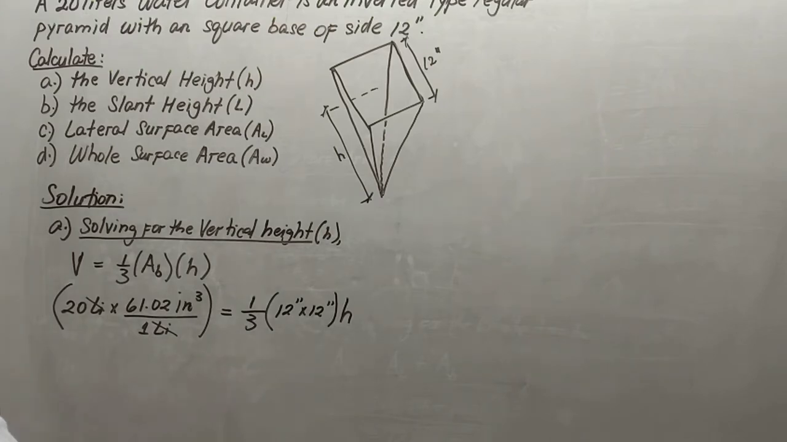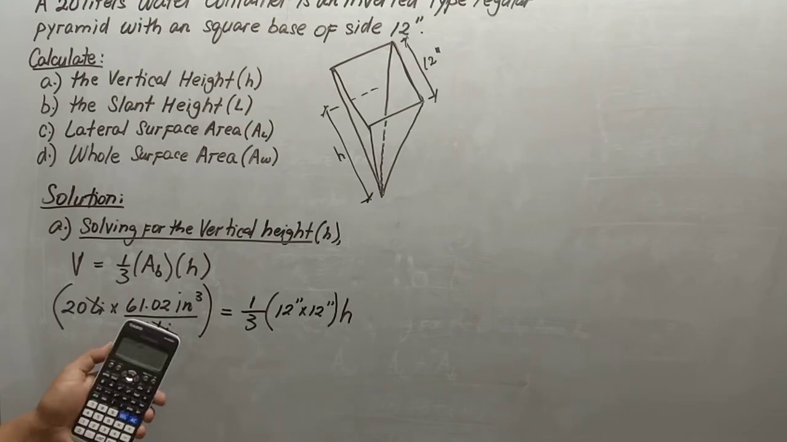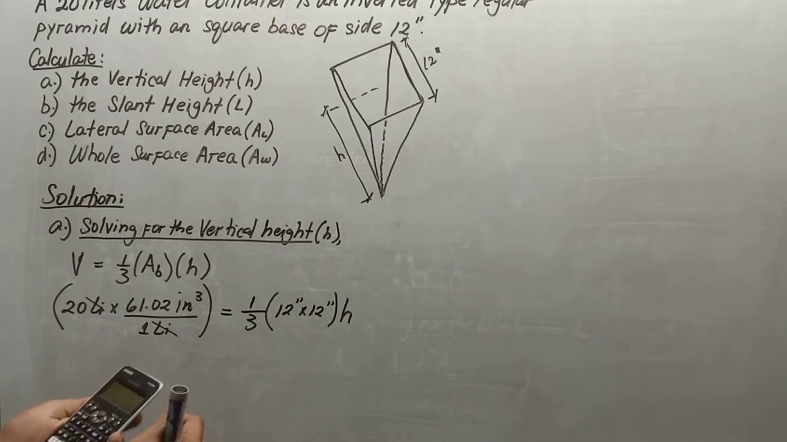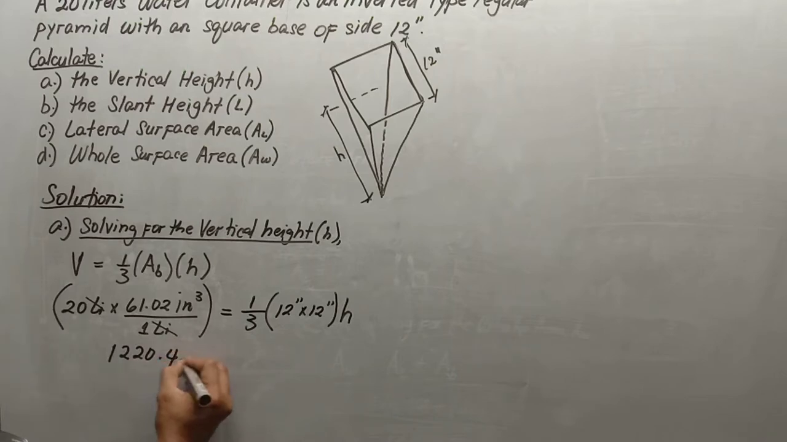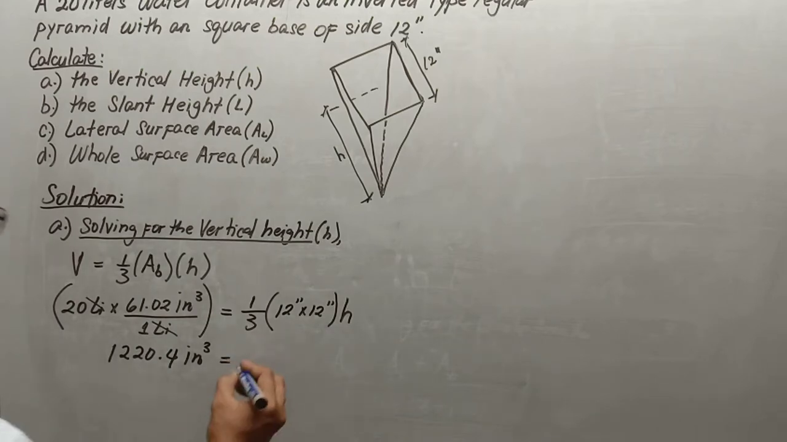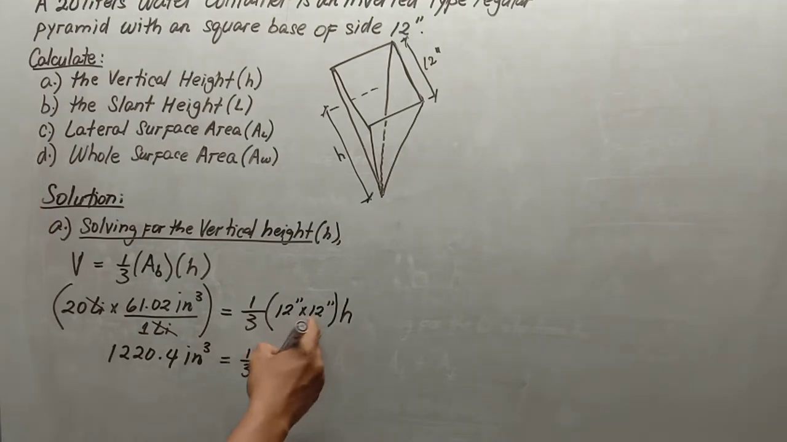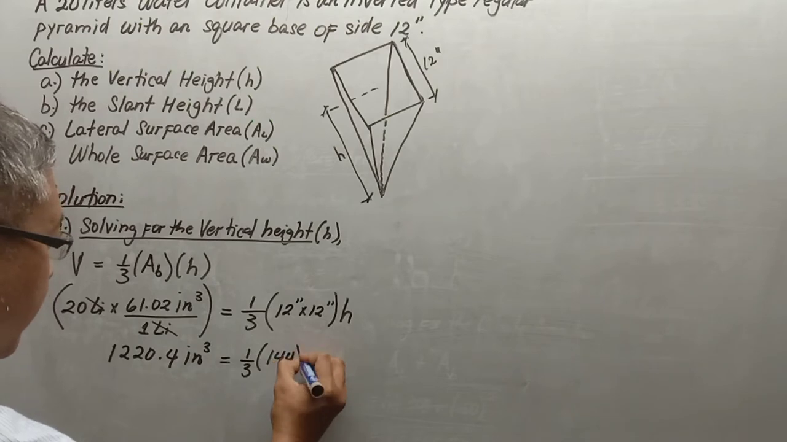So let me calculate. 20 liters times 61.02 cubic inches per liter. So there will be 1,220.4 cubic inches. Okay. Equate this to the equation, guys. So how much is 1/3 times 12 times 12? 12 inches times 12 inches. This is the area of the base, because it's a square type. So it's 144. Times the vertical height.